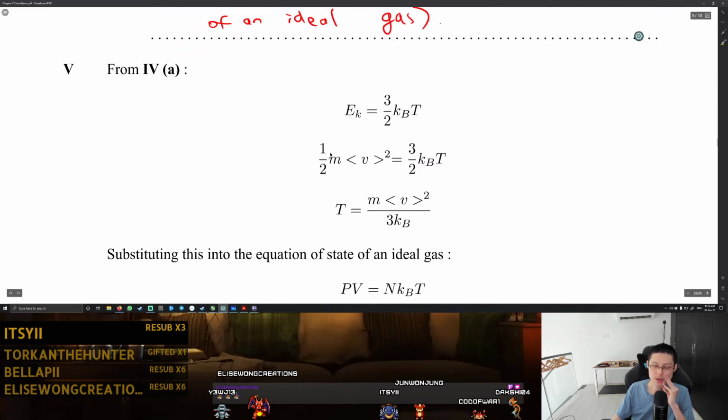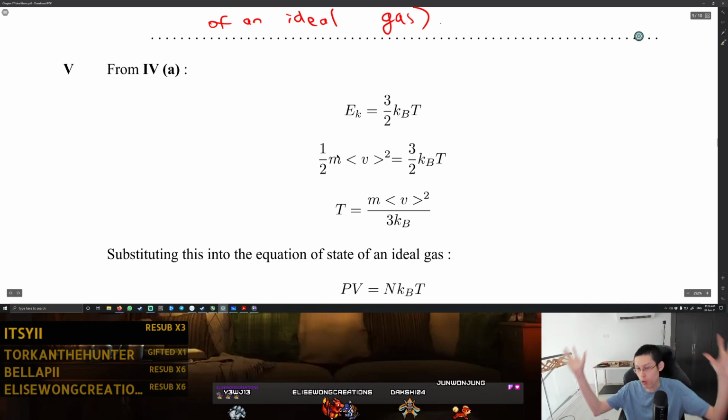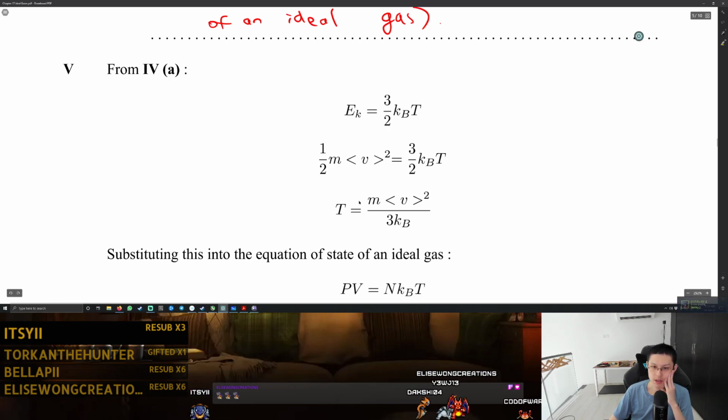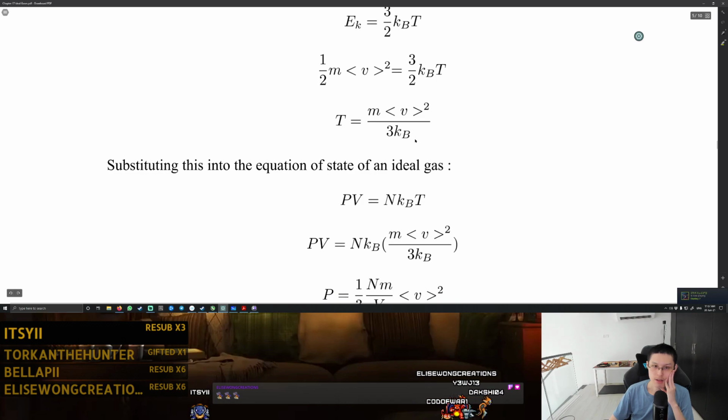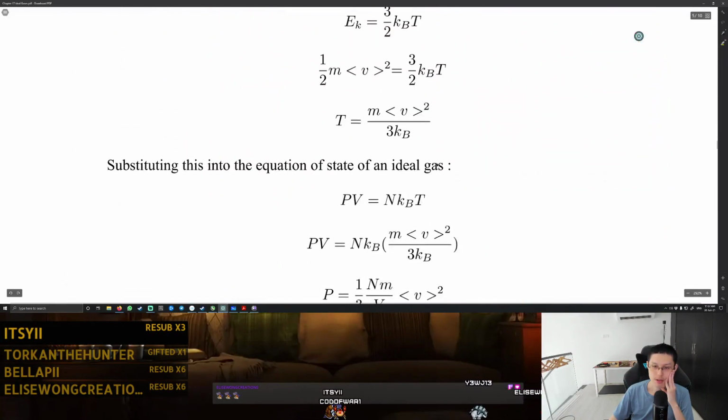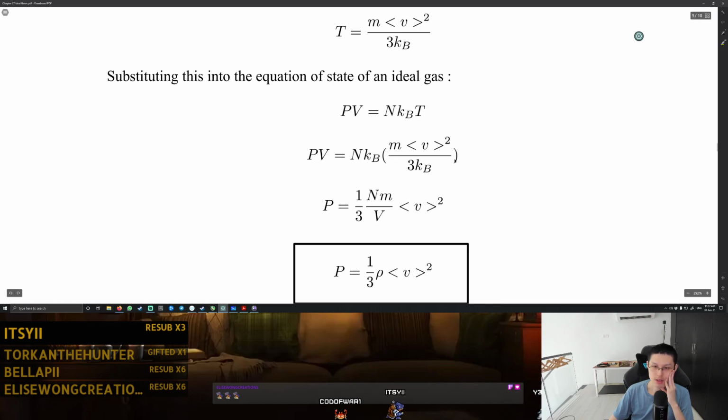Okay, this m here refers to the mass of one particle, not the mass of the whole gaseous particles. It's just one particle, okay? And you want to make T the subject, so you get something like that. And then you want to substitute that into PV equals nkBT, which is this guy right here. So you substitute that in here, and you would get this guy. Rearranging this, you would get this. And you can see that Nm here refers to the total mass of the gas, and V here refers to the volume of the gas.